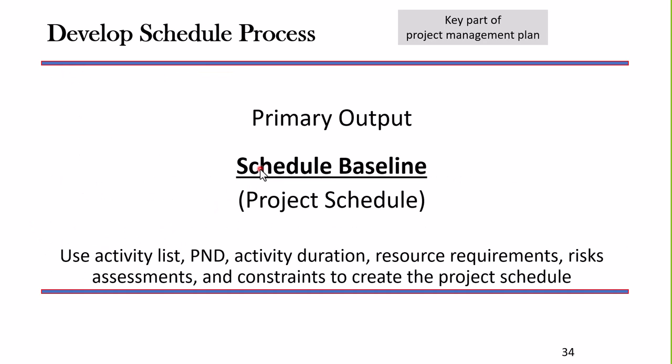We can now decompose that scope baseline down into the activities and develop the schedule itself. So the develop schedule process gives us basically our project schedule and our schedule baseline. What's the difference? The schedule baseline is placed under control. We monitor the actual results to the plan, which is the schedule baseline, to make sure that we're staying on schedule.